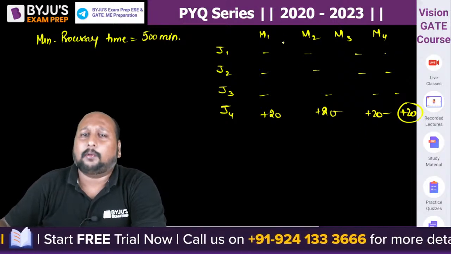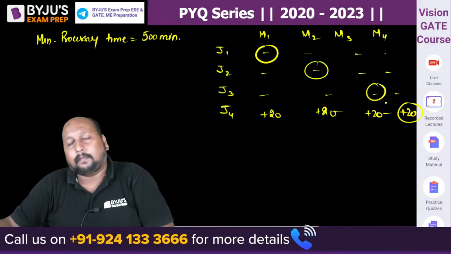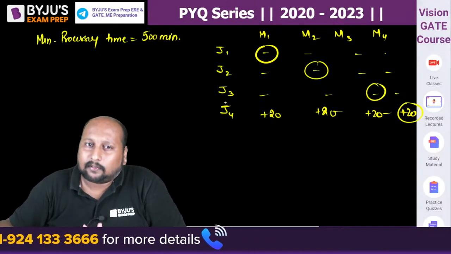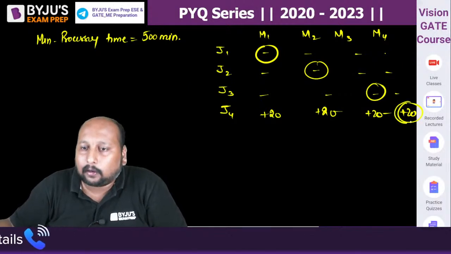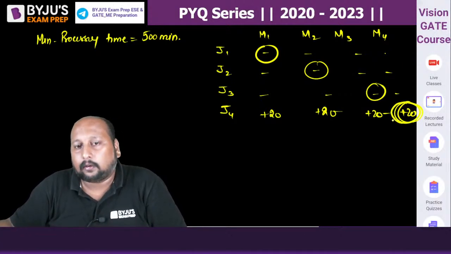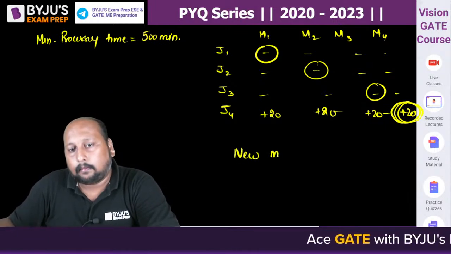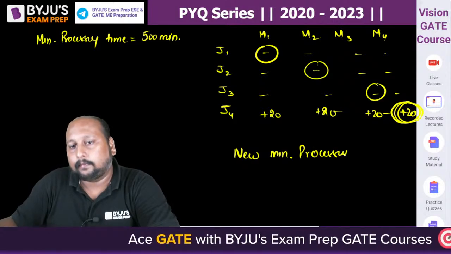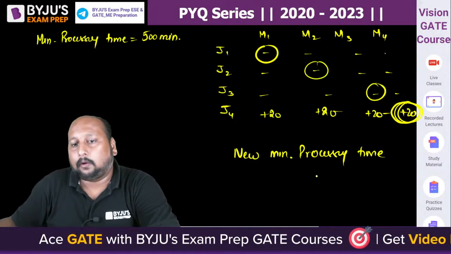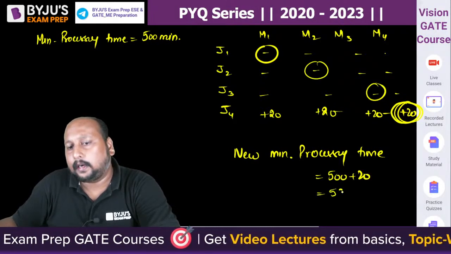So let us suppose initially we are having 1, 2, 3 and 4 because each row and each column will be having only one. तो अगर मान लीजिए J4 में आप सारे के सारे इंक्रीज भी कर देते हैं, then we will be selecting only one, right? So that simply means your new minimum processing time will be equal to only 500 plus 20, that is 520 minutes.